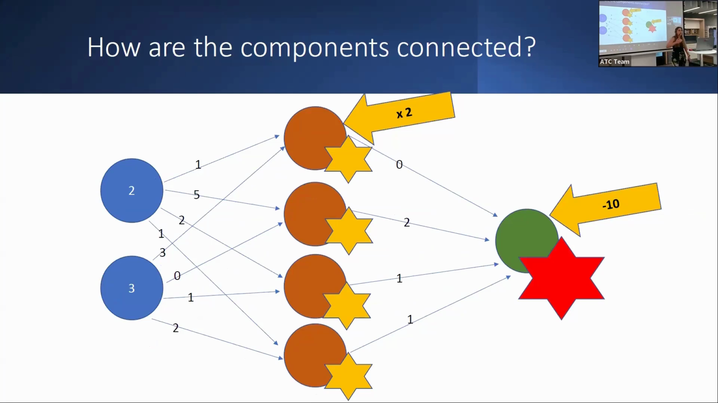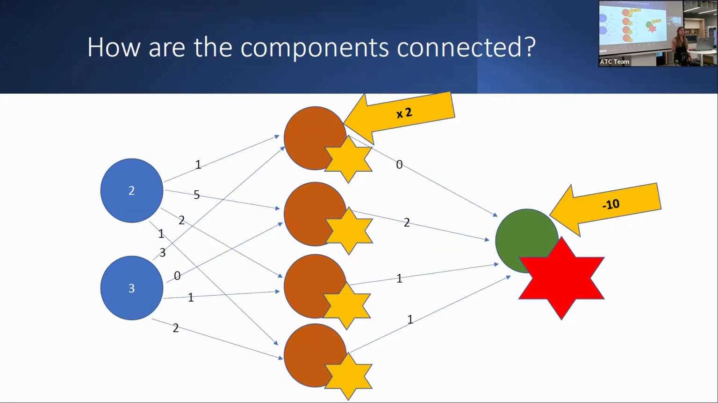So how are all of these components connected? In this example, we only have 2 input neurons and 1 output neuron. We have an input value of 2 and 3, and I arbitrarily chose some weights. Okay, so as you can see, we don't have the values of the hidden neurons or the output neuron. We're going to obtain them now.